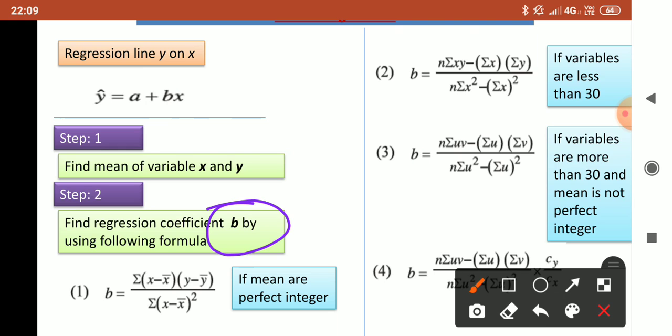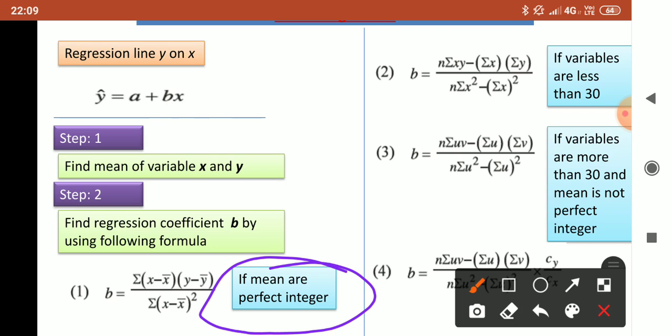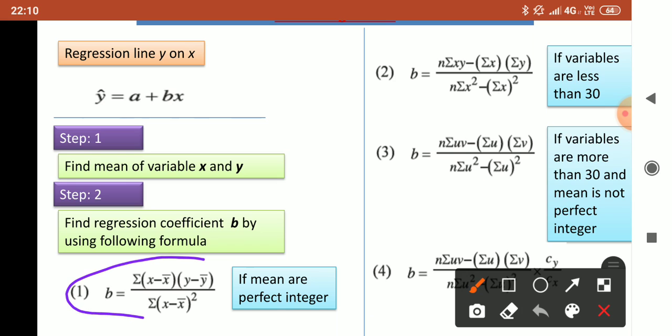The first formula is to find b if the means are perfect integers. Perfect integer means if you are getting x bar as 10, 20, 22, 23, non-decimal, then that is a perfect integer. So at that time we will find b by sigma (x minus x bar) into (y minus y bar) upon sigma (x minus x bar) the whole square. This is the formula to find b, that is the regression coefficient, when the mean is a perfect integer.